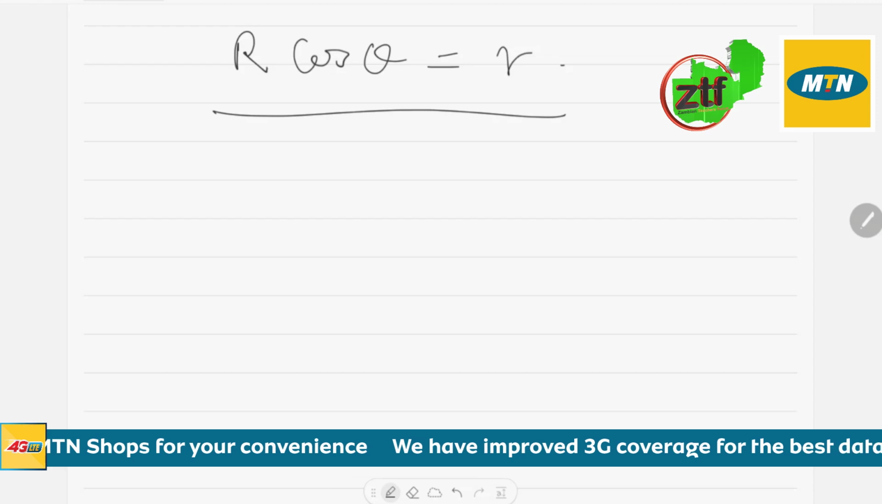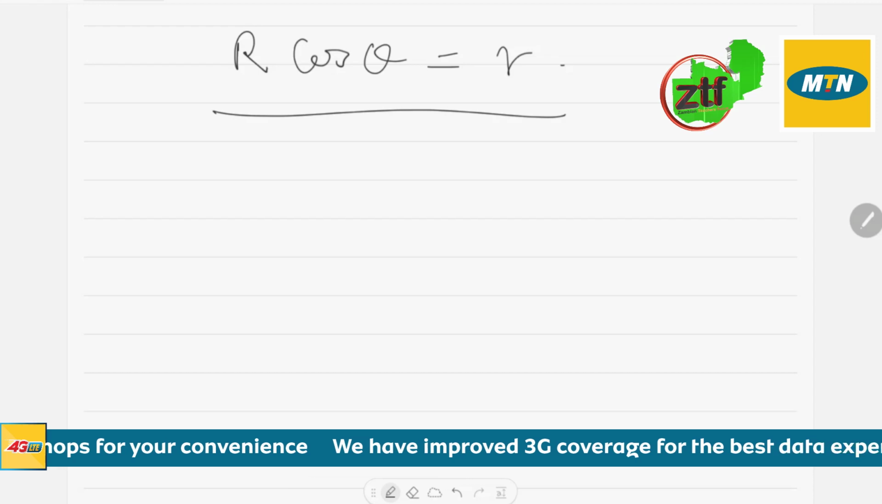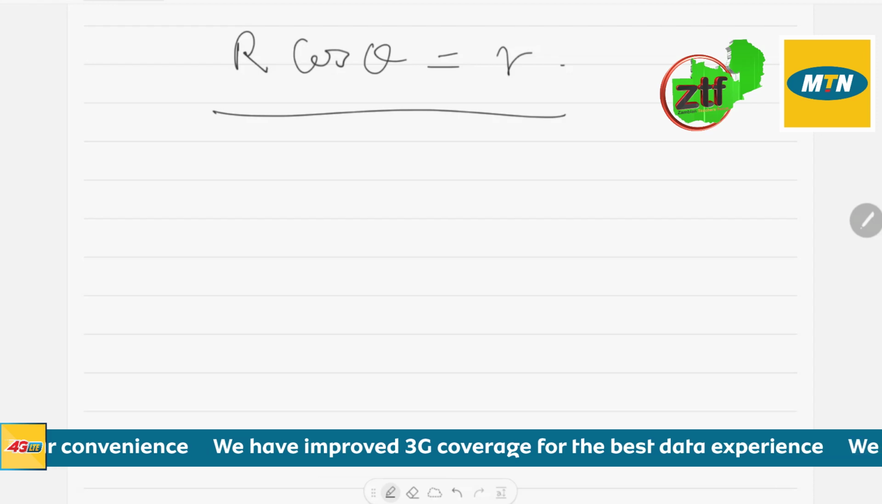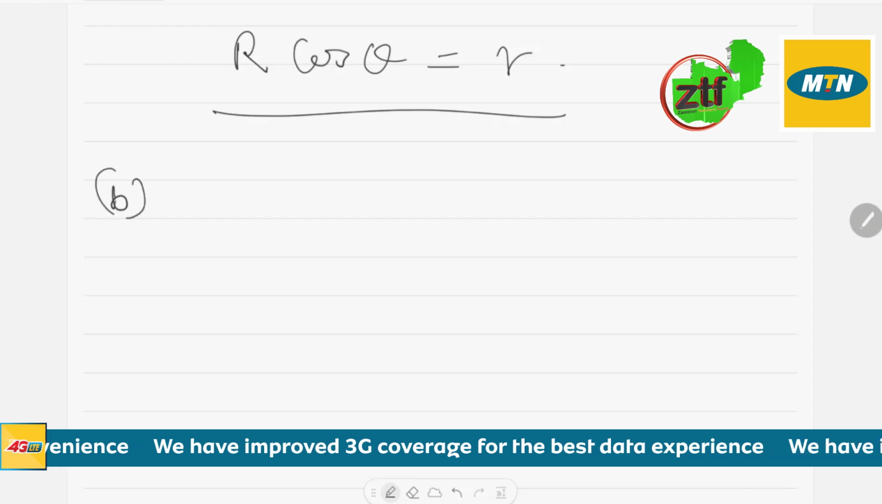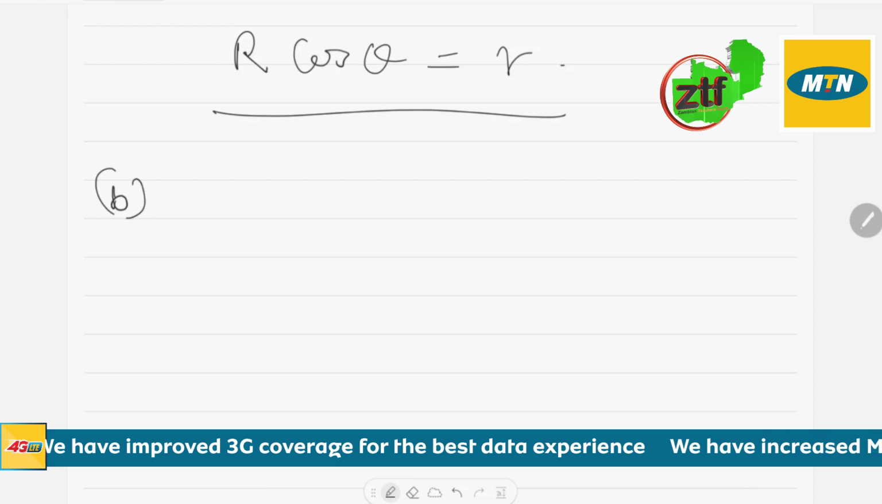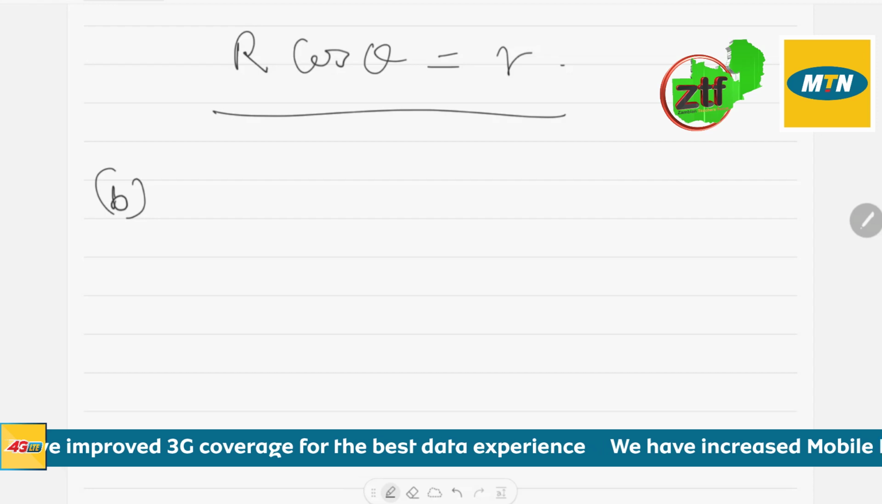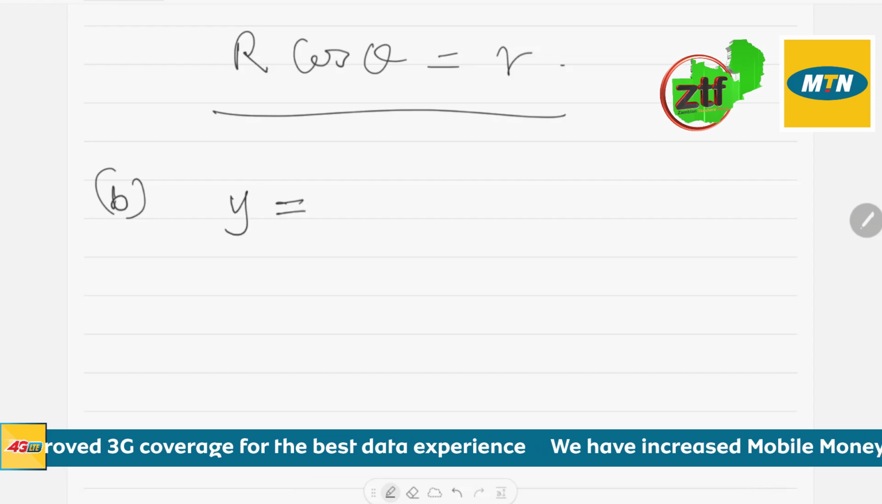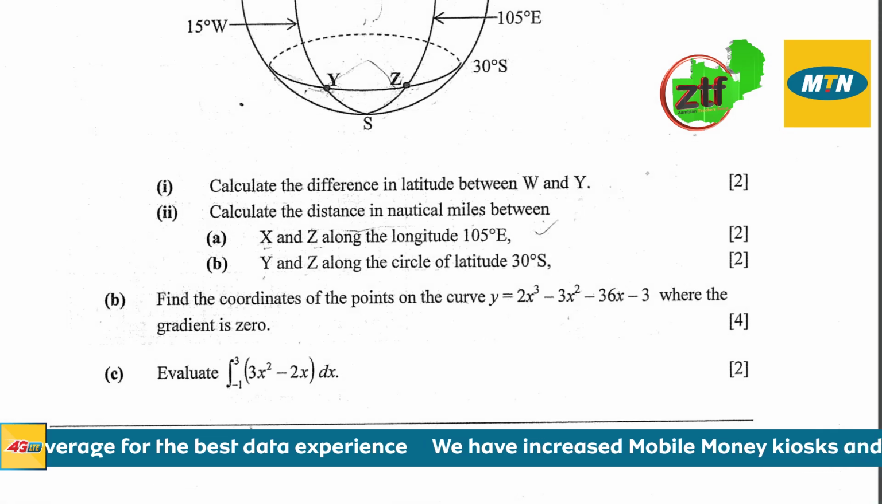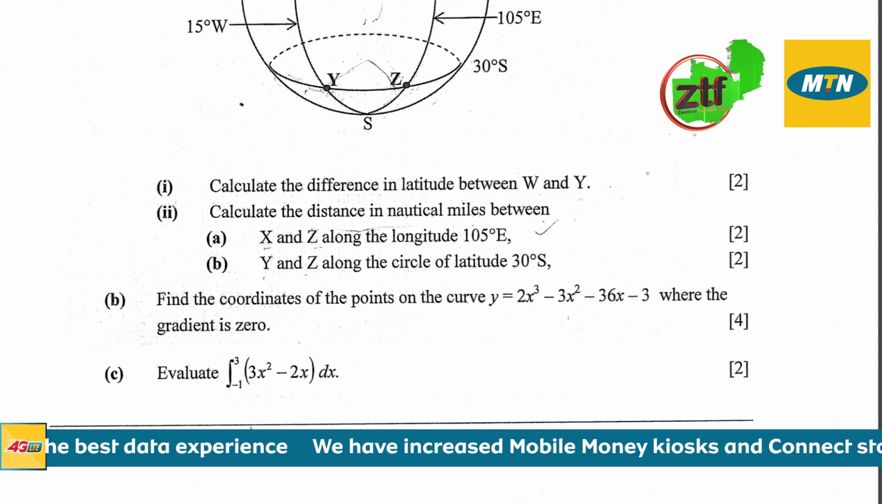Okay. So we quickly go to question number 9, part B. We are asked to find the coordinates of the points on the curve y is equal to 2x cubed minus 3x squared minus 36x minus 3.